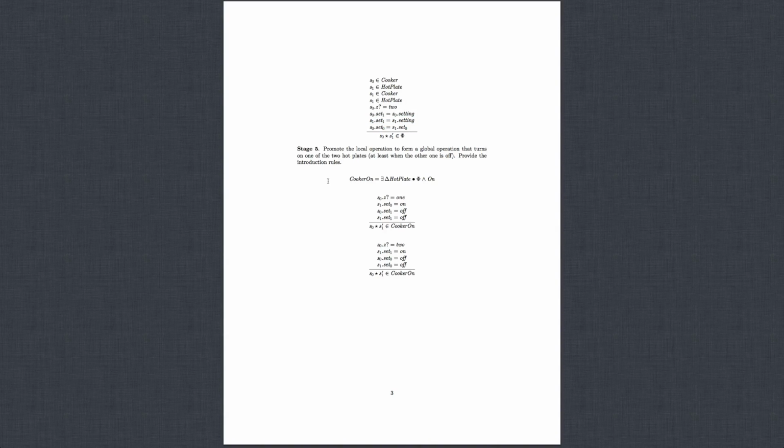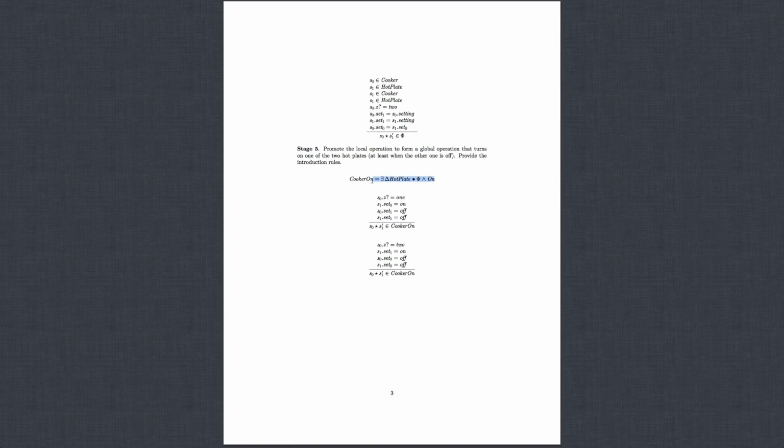Okay, so now we get to the point where we've got to not just link the 2 states together, not just link the cooker and the hot plate, but now we've got to connect that with the operation to turn the hot plate on, so that we can promote turning a single hot plate on to the condition where we're going to ensure that the cooker, we can turn that on.